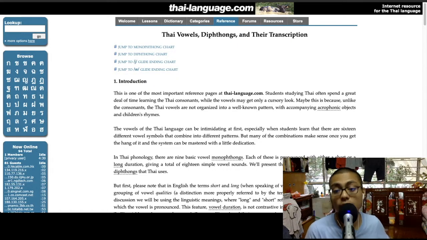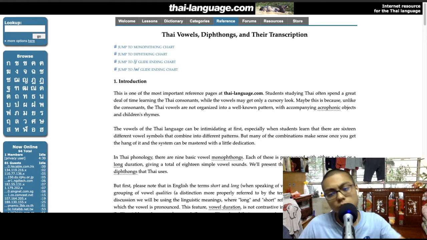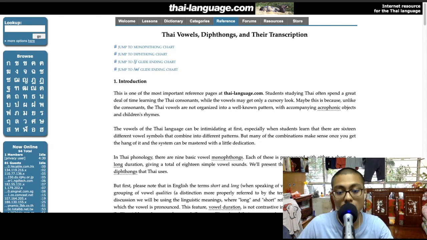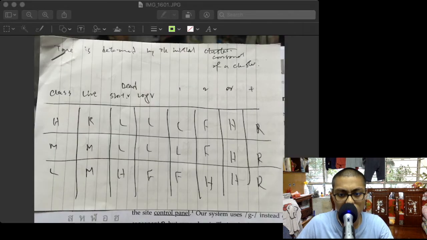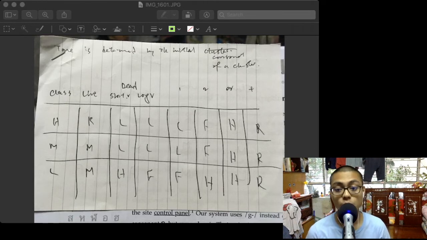And now, let's move on to the next session, which is tone rules. Now, for tone rules, I will not show you any website. I will just show you the chart right away, and I will teach you how to use it. Okay, here. This is the tone rule chart for the Thai language.